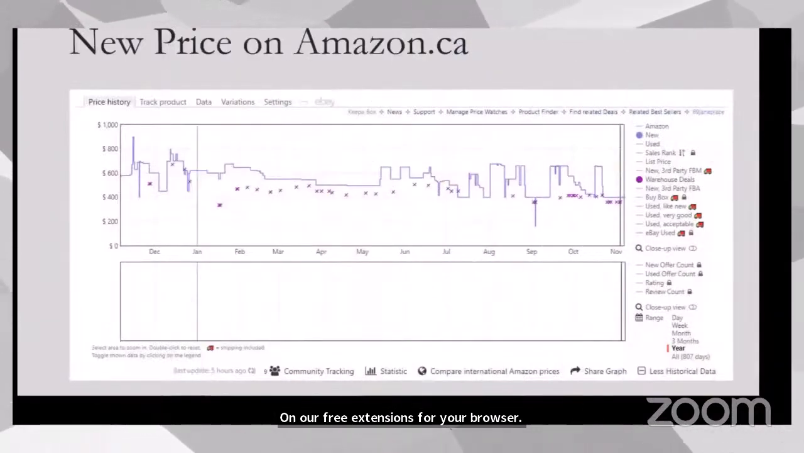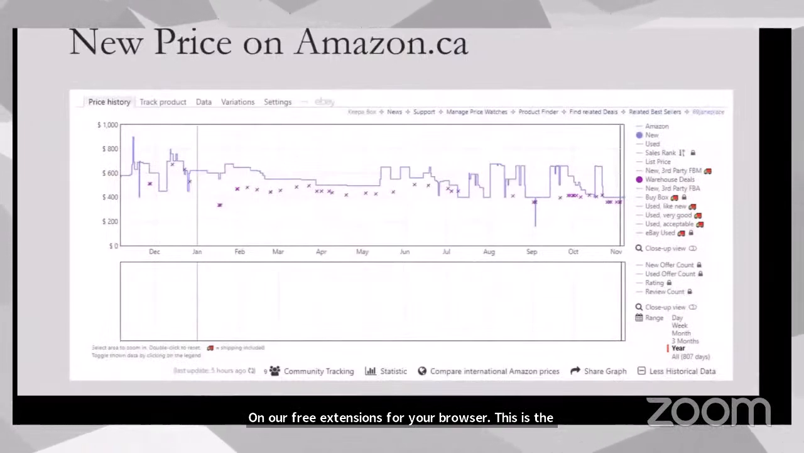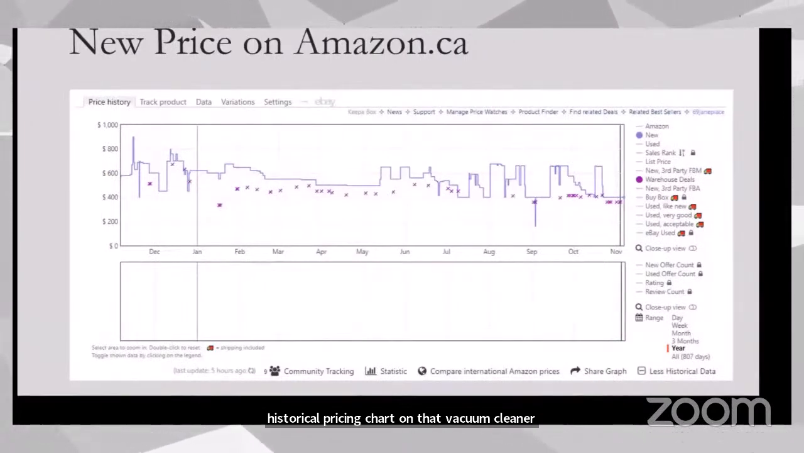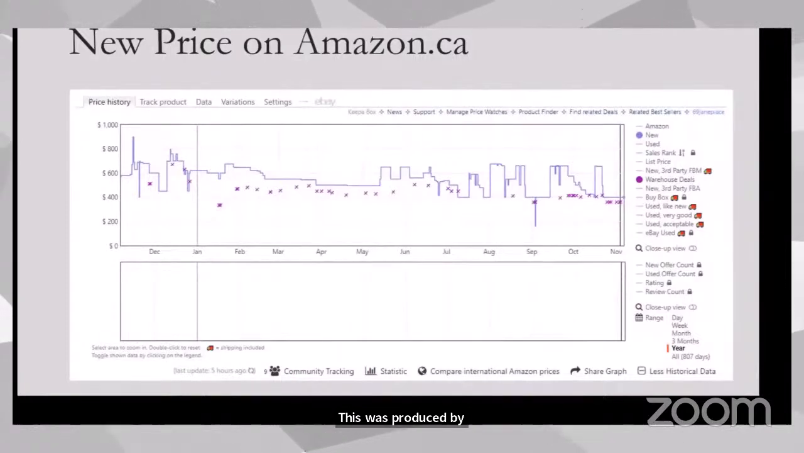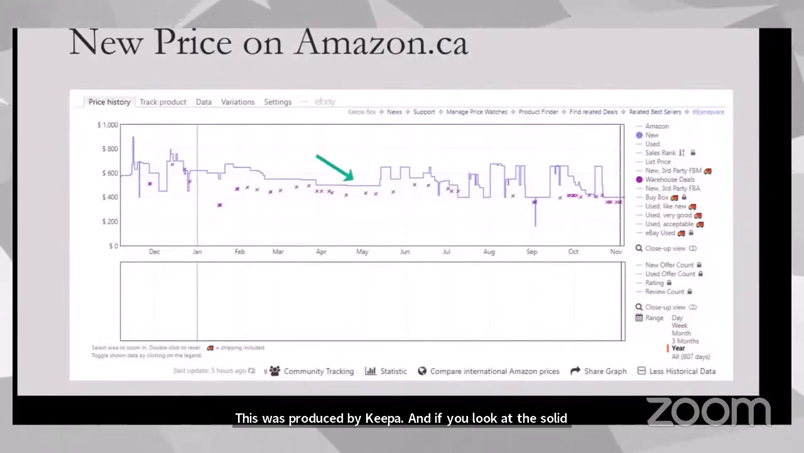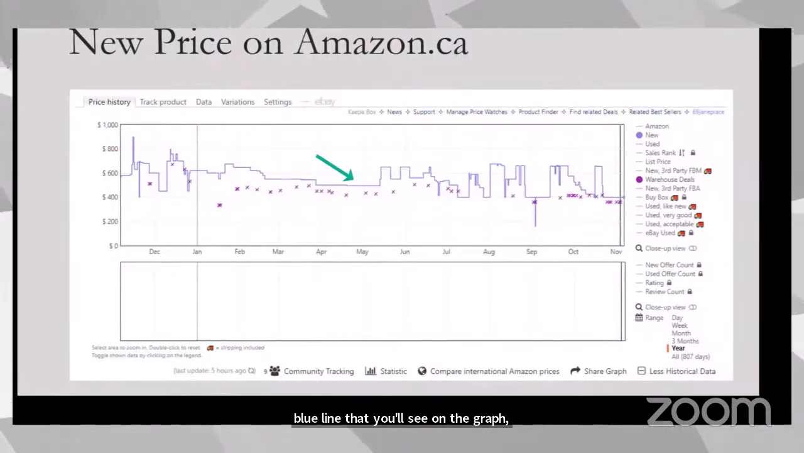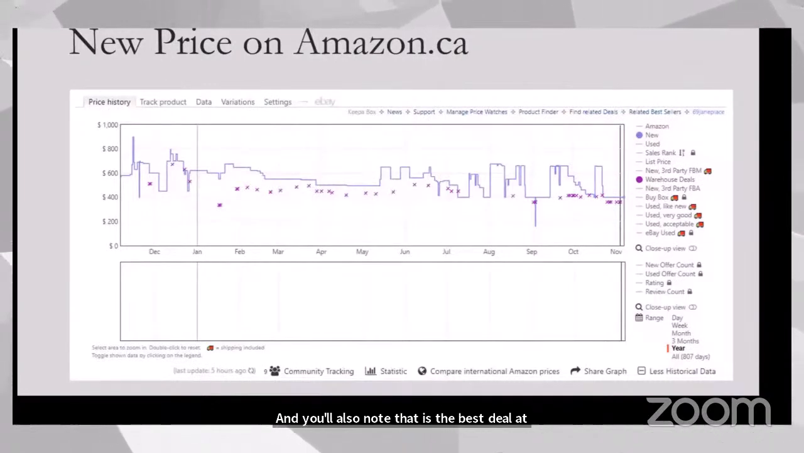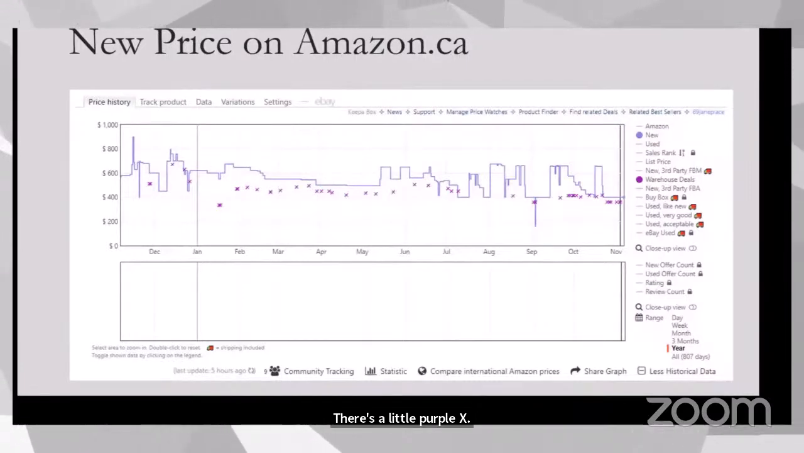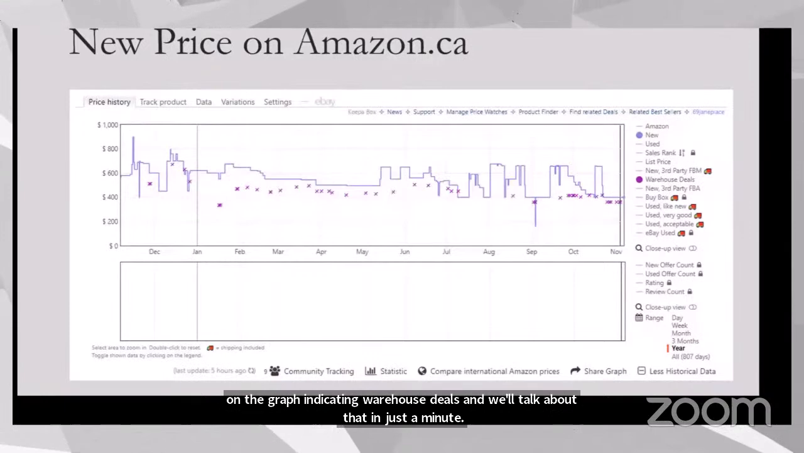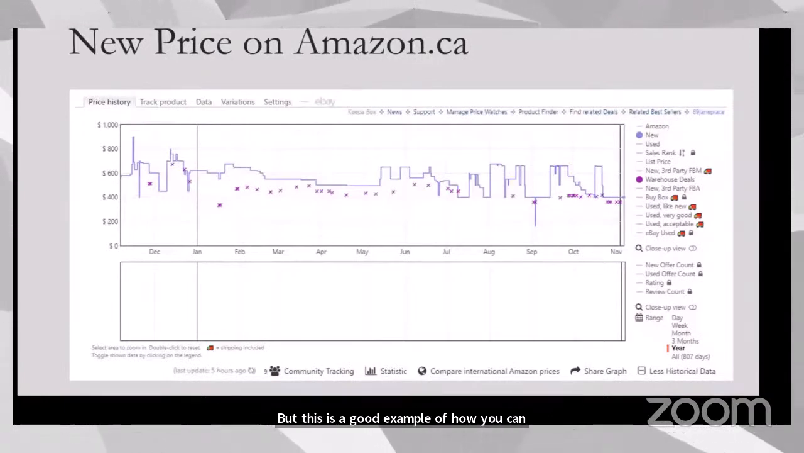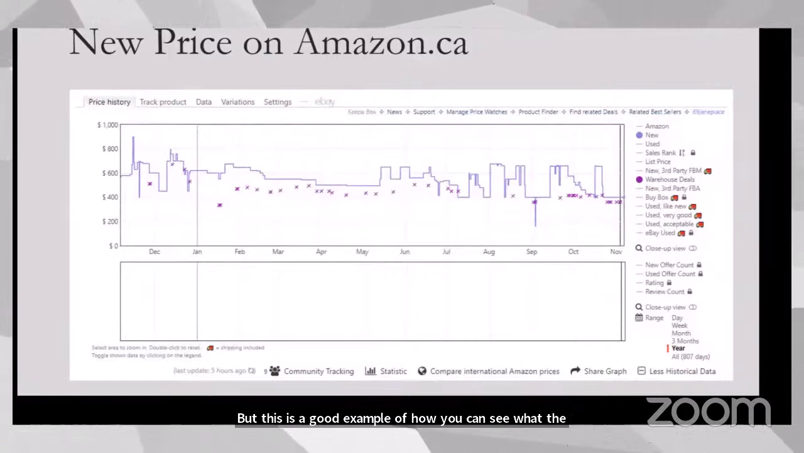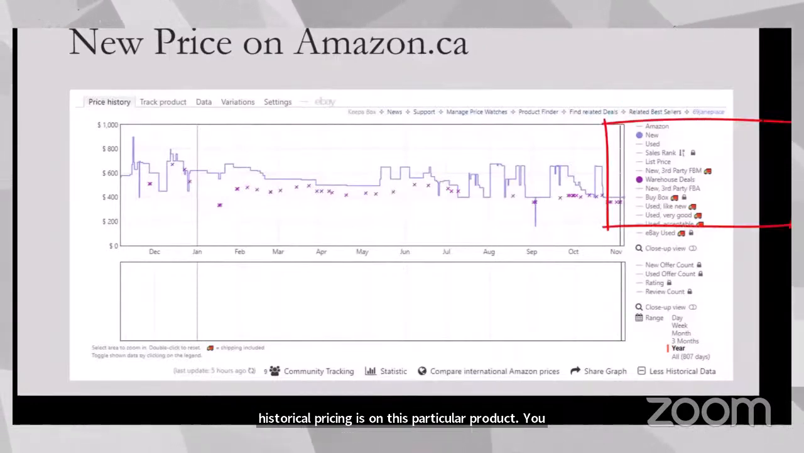This is the historical pricing chart on that vacuum cleaner. This was produced by Keepa. And if you look at the solid blue line that you'll see on the graph, it indicates the price fluctuations over the past year. And you'll also note that is the best deal at present. There's a little purple X as well on the graph indicating warehouse deals, and we'll talk about that in just a minute. But this is a good example of how you can see what the historical pricing is on this particular product. You also can toggle all the other options on the right-hand side to look at different pricing.